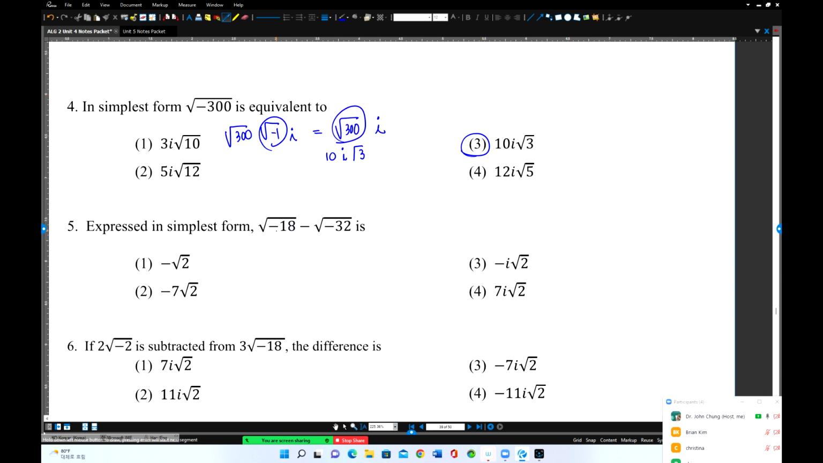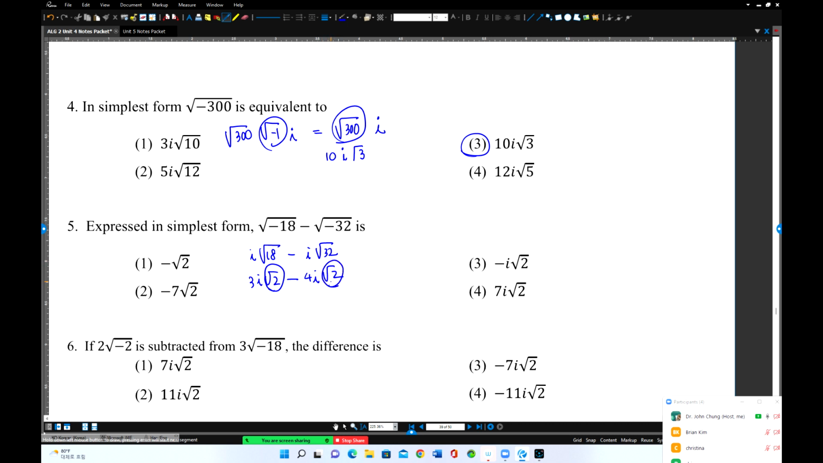Okay, simplify this one. Now you know that, right? The square root of negative 1 means i. It looks like the square root of negative 18 minus the square root of negative 32. You can go directly now. 18 is what? 9 times 2, right? The square root is 3i root 2. This one, 32 is what? 16 times 2, right? 4 comes out, root 2. But this is what? Like terms.